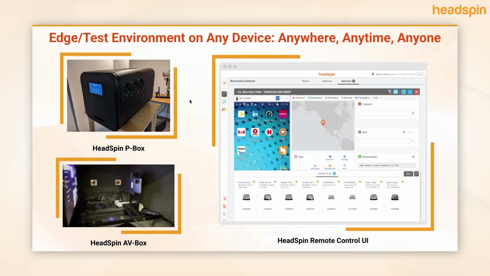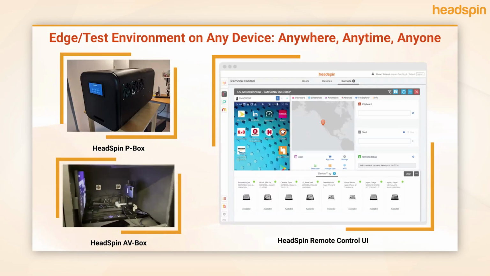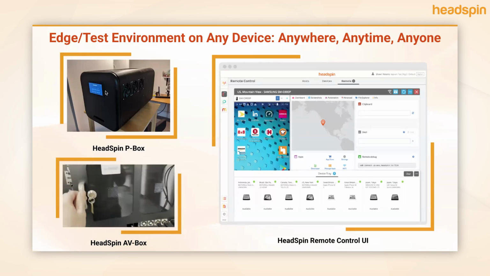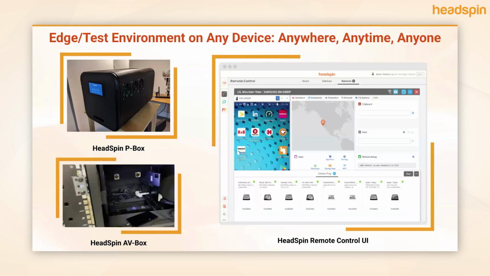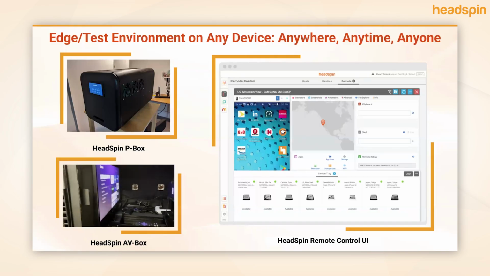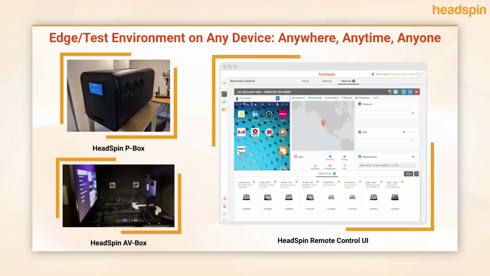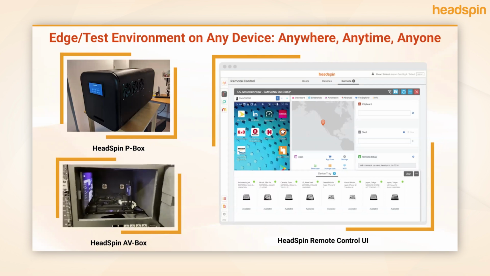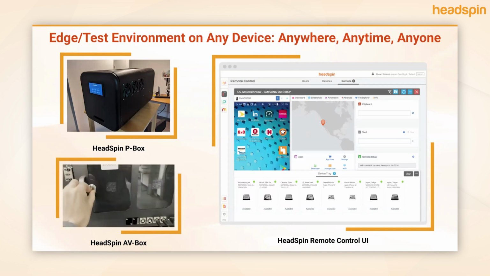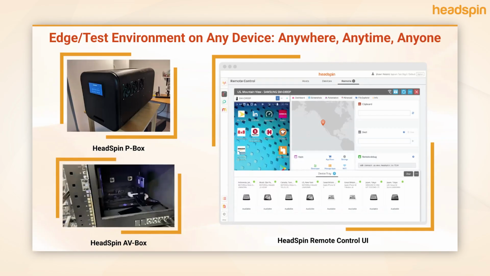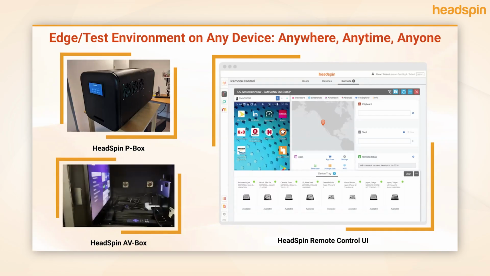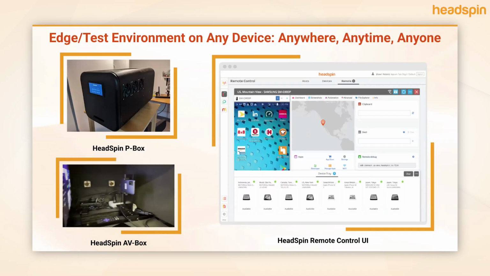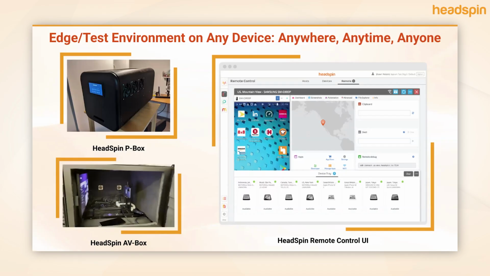Now towards the left side, we have something called the HeadSpin PP box. This is our HeadSpin hardware, where we have a host or a server, and we have a device that is connected to this host or server. This is a physical device, and it's physically connected to this host, and this helps to integrate it to our HeadSpin platform.